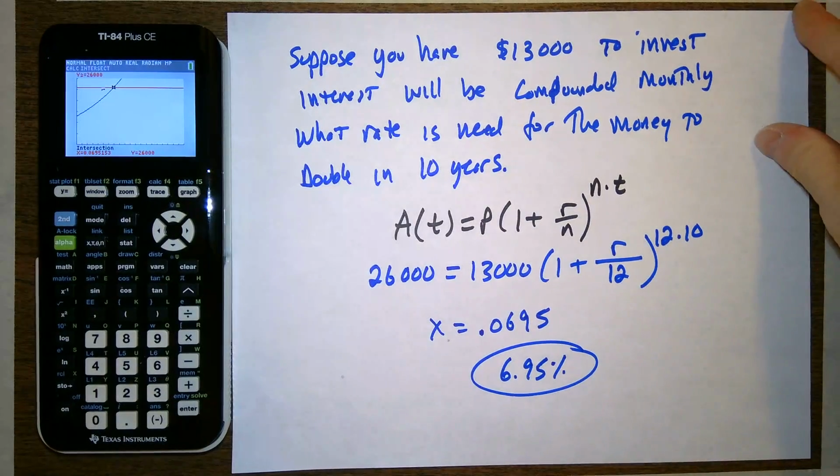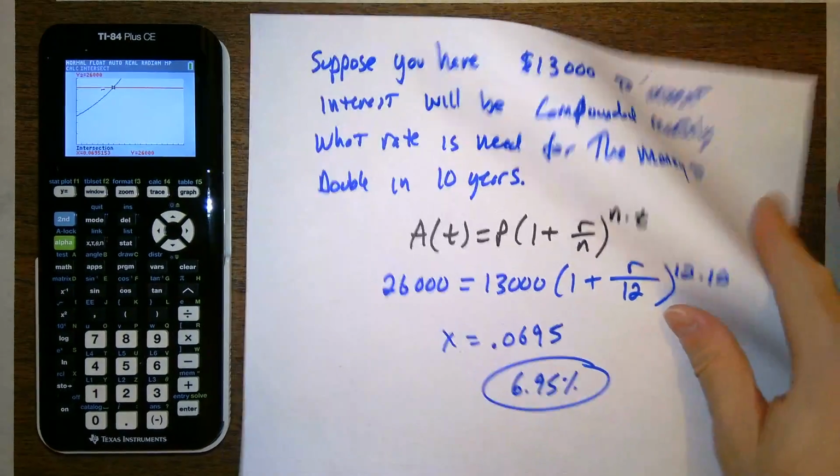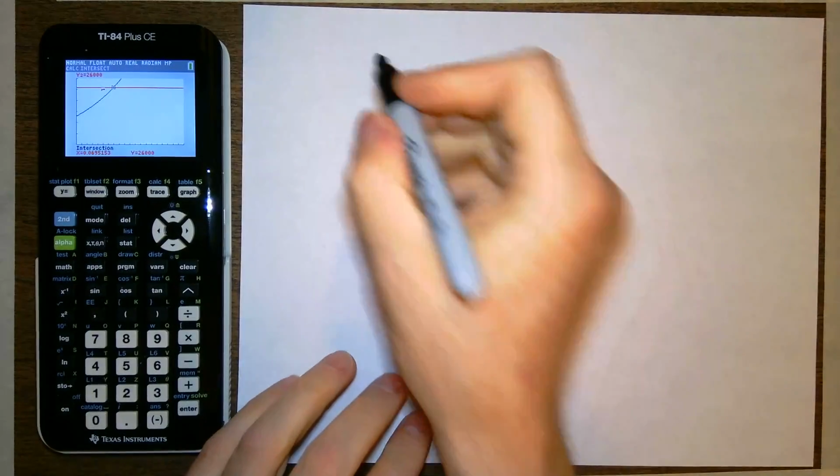All right, let's take a look at the other interest rate formula. We should also know that we could have interest that's compounded continuously.